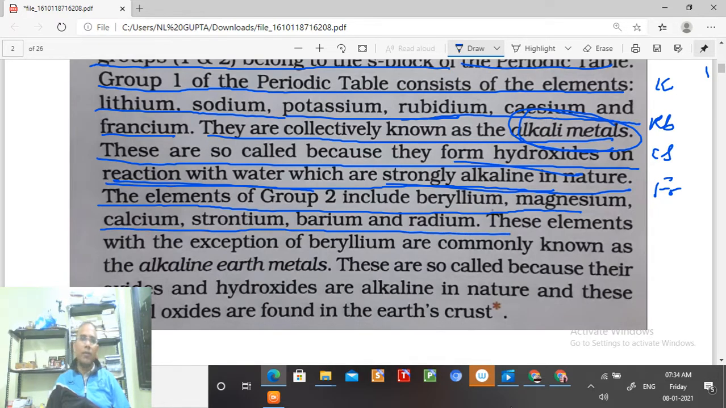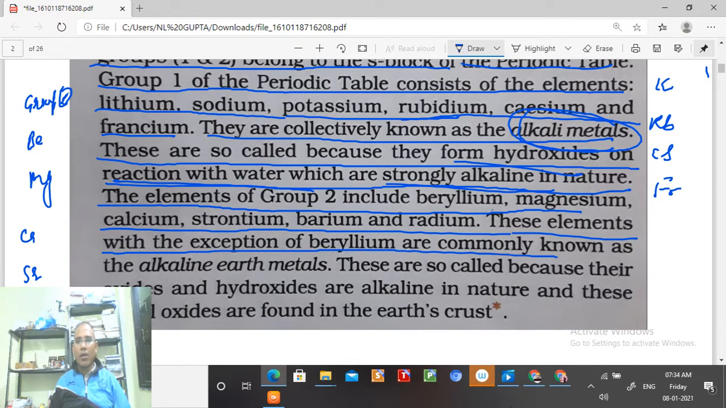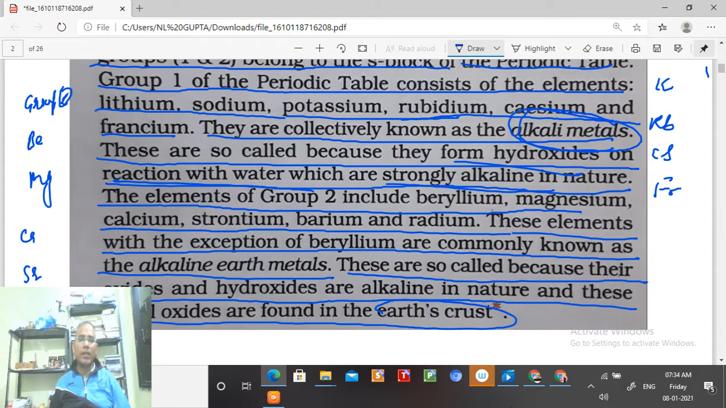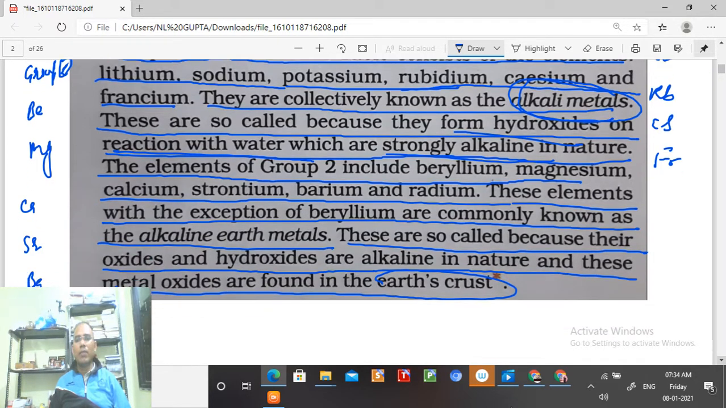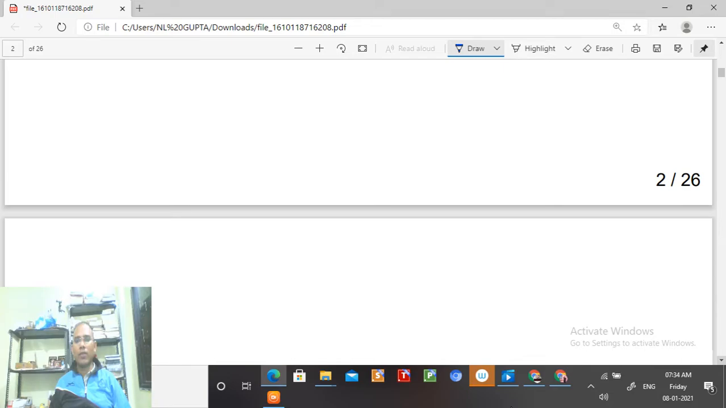strontium, barium and radium. So here group number 2 is beryllium, magnesium, calcium, strontium, barium and radium. So these many elements are there. These elements, with the exception of beryllium, are commonly known as alkaline earth metals. These are so called because their oxides and hydroxides are alkaline in nature, and these metal oxides are found in the earth's crust. That is why they are known as alkaline earth metals. So it will be quite clear, students.